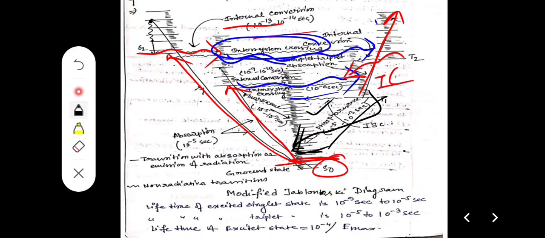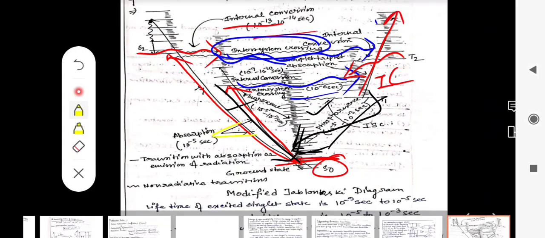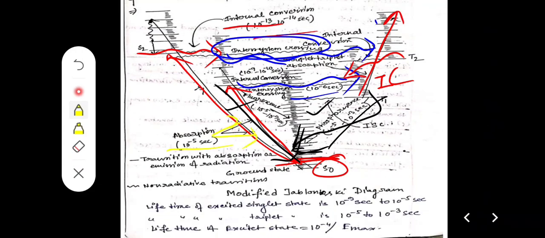And when S1 to S0 comes, that should be termed as fluorescence. That is, from the first singlet excited state to the ground singlet state, fluorescence can occur, and the lifetime will be 10 to the power minus 5 to 10 to the power minus 9 second. And absorption is almost 10 to the power minus 15 second.